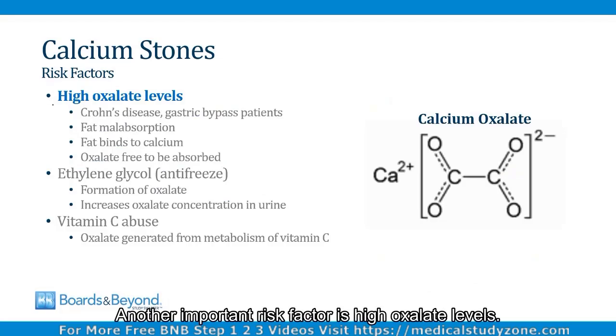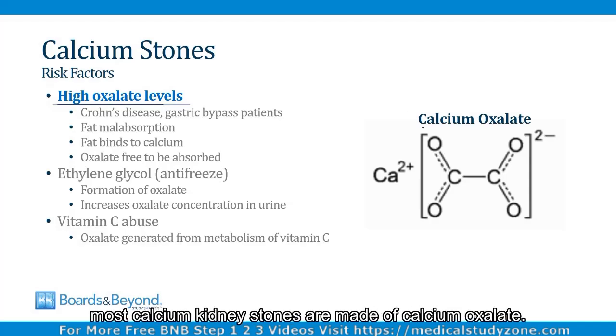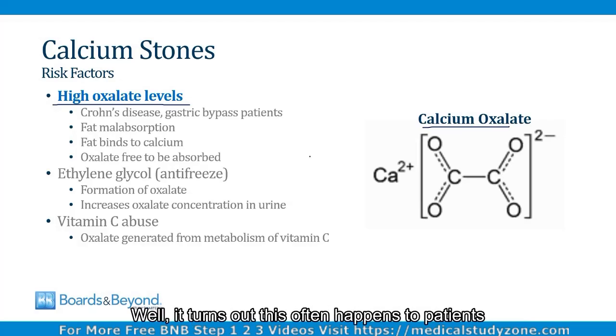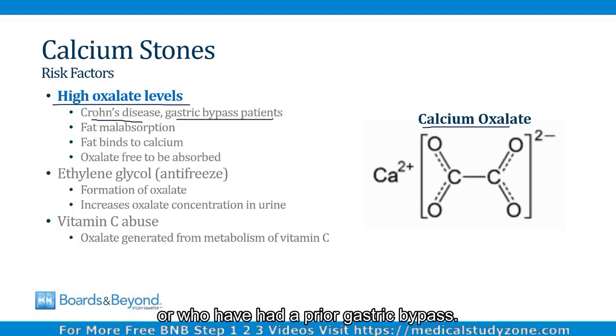Another important risk factor is high oxalate levels, because remember, as I told you before, most calcium kidney stones are made of calcium oxalate. So who gets high oxalate levels in the plasma? Well, it turns out this often happens to patients who have GI problems like Crohn's disease or who have had a prior gastric bypass. The reason is because these patients do not absorb fat normally.